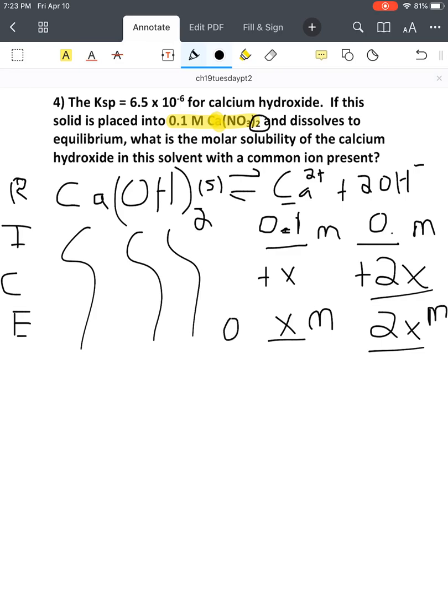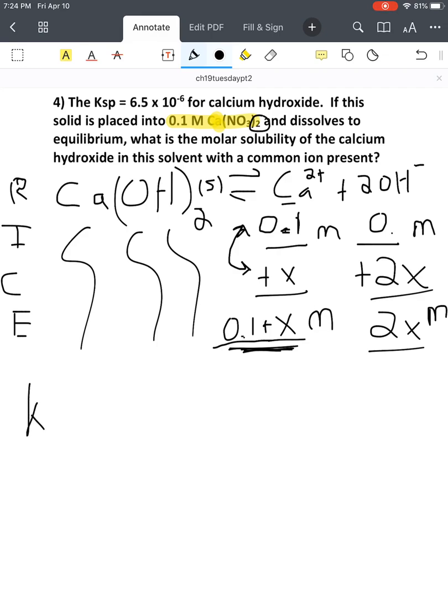But the thing is, didn't I forget to write that 0.1 again? I did. The total equilibrium concentration is what we start with, plus our x. So in truth, I'm going to have x plus 0.1. This 0.1 coming from our external source of calcium, our common ion.